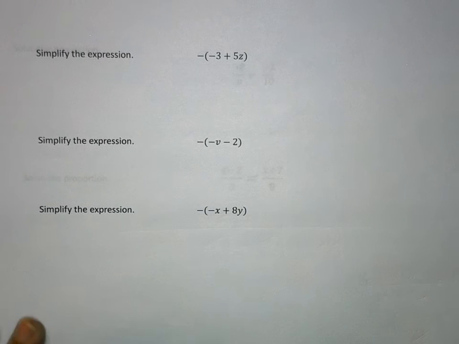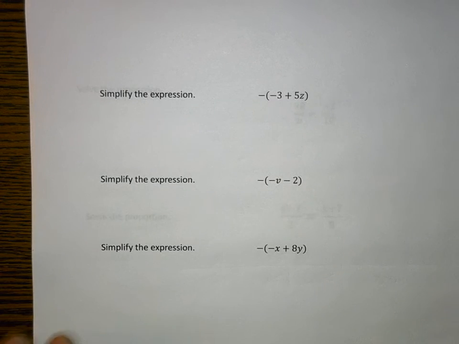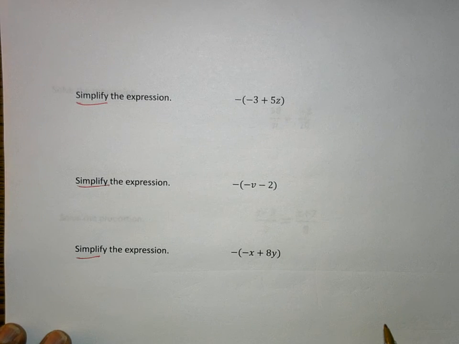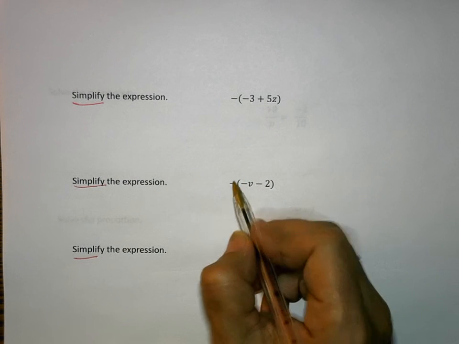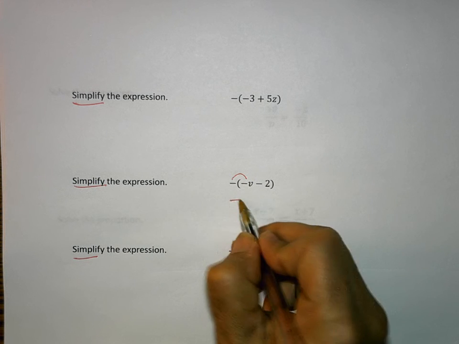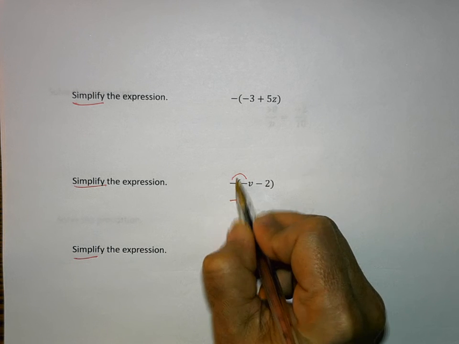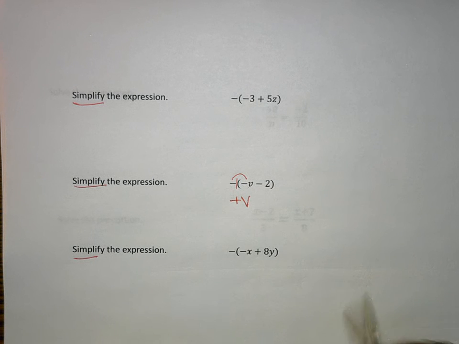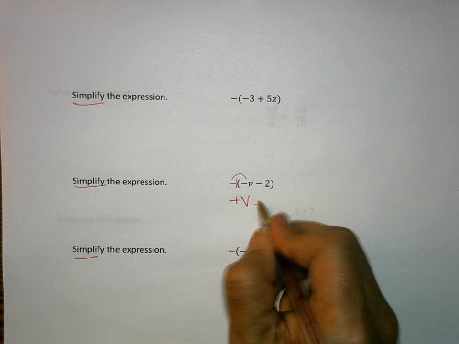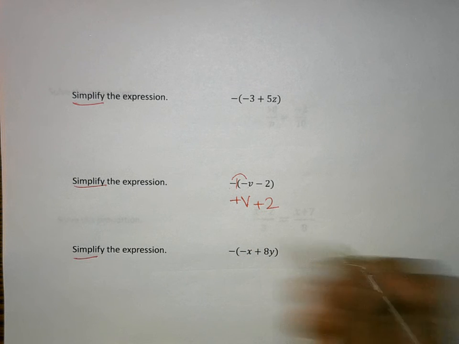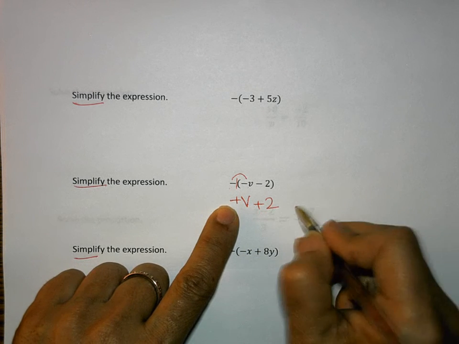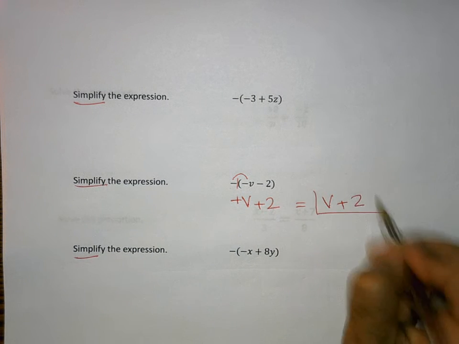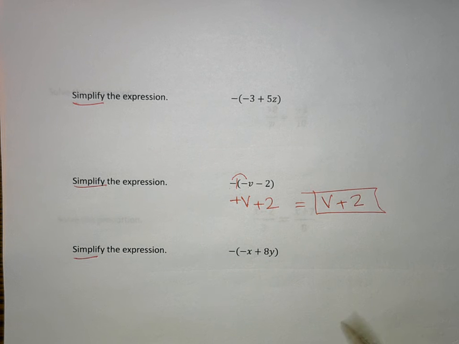Okay, next set of questions is just simplifying again. Simplify, simplify, and simplify. I'm only going to do one, and I'm going to pick the middle one here. Negative times negative is positive. You've got to imagine that there's a 1 in here. Negative 1 times a negative v would be a positive v. Negative 1 times a negative 2 is a positive 2. So you would have, we don't have to show a positive v, we just can show v plus 2. It's a positive 2, but the positive gets to be invisible. So there we go. Okay?